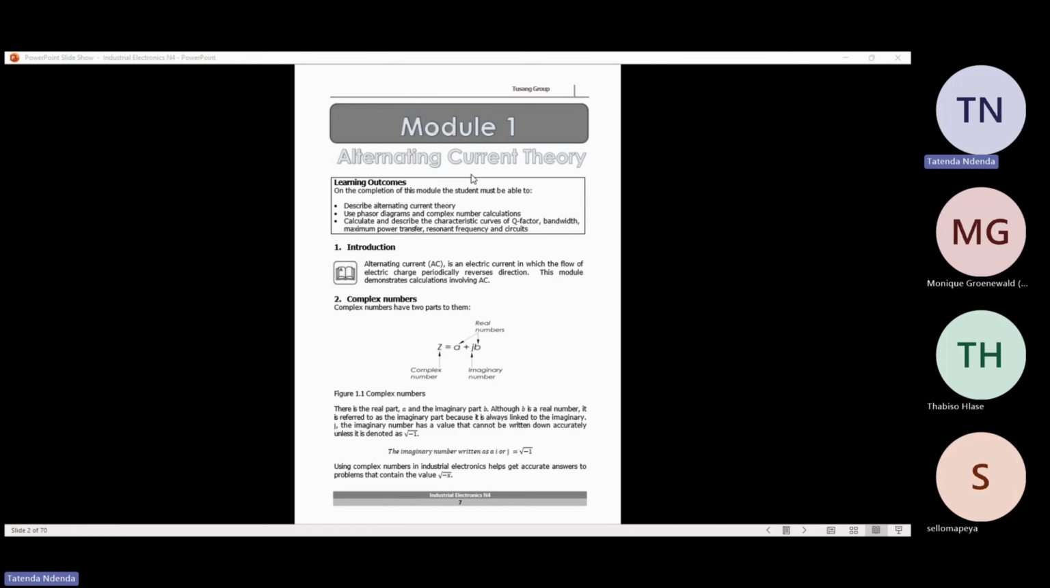Sharp. So whenever you plug in an adapter, the adapter is the one that is going to do all the work for us, right? It's going to convert all that for us. So we're saying alternating current is an electric current in which the flow of electronic charge occurs in a reverse direction, it will be reversing. Yeah. So they're saying this module demonstrates calculations involving AC current. Okay, so that's going to give us the first thing, which is complex numbers.